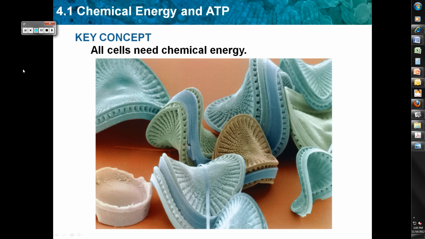Okay, this chapter, chapter 4, is about energy usage in the cell and where the energy comes from. Now you see these diatoms here. They are photosynthetic plankton, often eaten by whales and all kinds of other critters in the ocean. And you can see by the color that they have photosynthetic qualities to them. They do photosynthesis in the ocean and create the energy and the food for themselves.